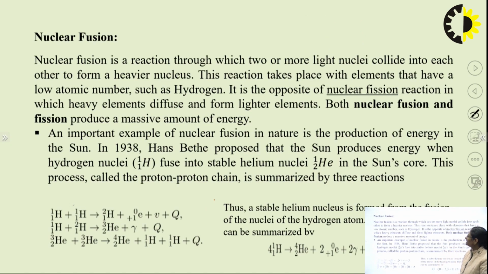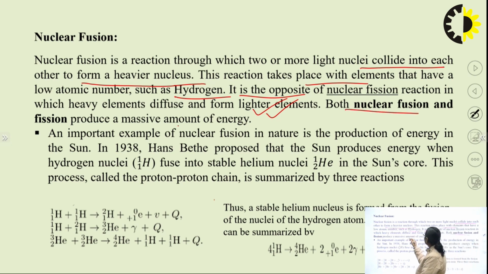Nuclear fusion. Fusion is a reaction through which 2 or more light nuclei collide into each other to form a heavy nucleus. This reaction takes place with elements that have a low atomic number, such as hydrogen. It is the opposite of nuclear fission reaction, in which heavy elements split and form lighter elements. Both fission as well as fusion produce a massive amount of energy. The important example of nuclear fusion in nature is production of energy in the sun. It is known to us.